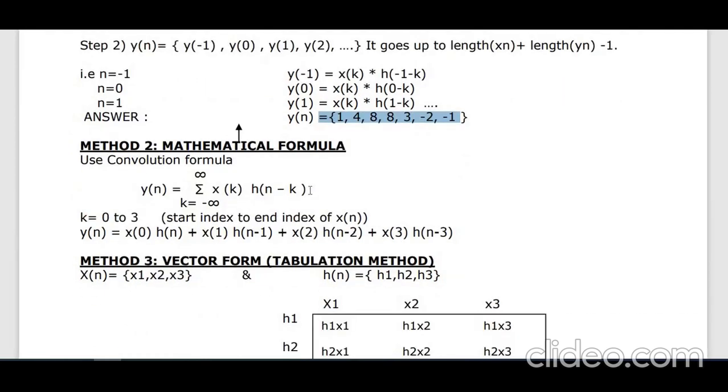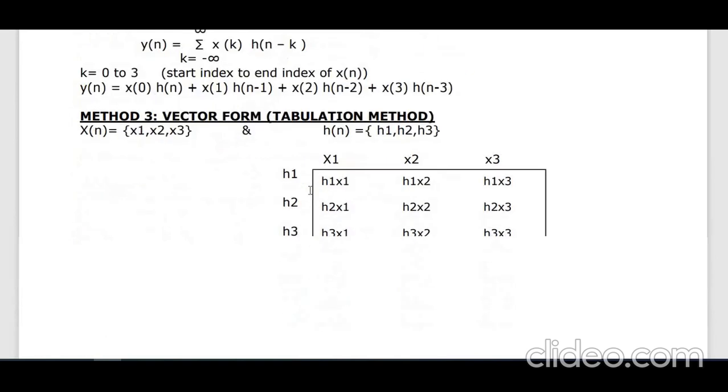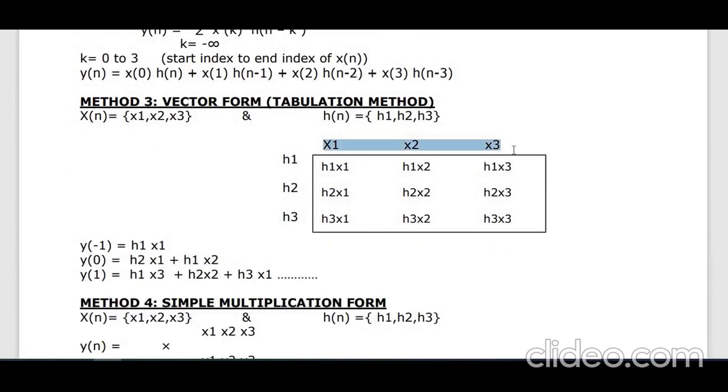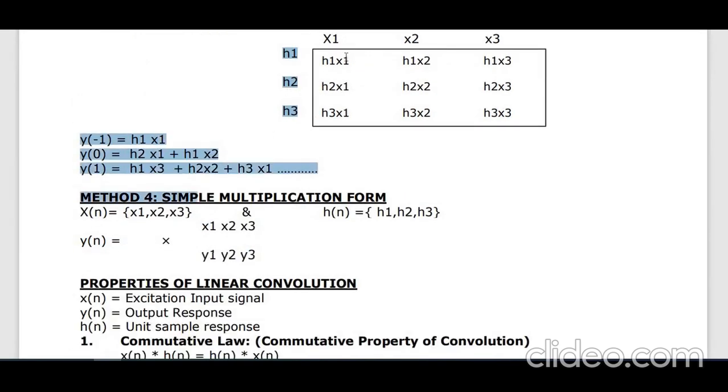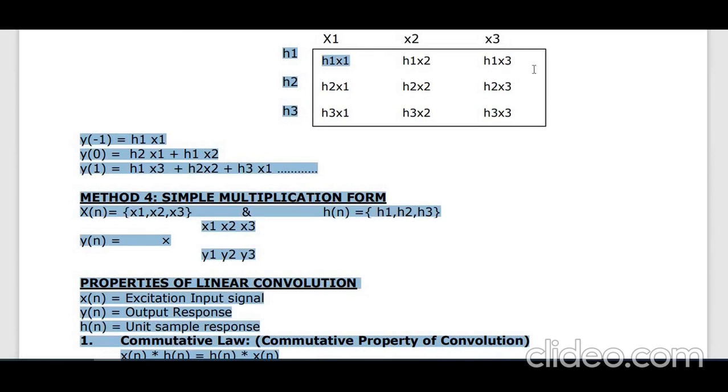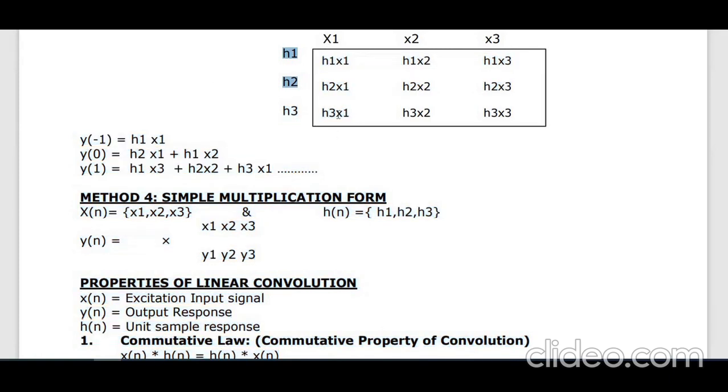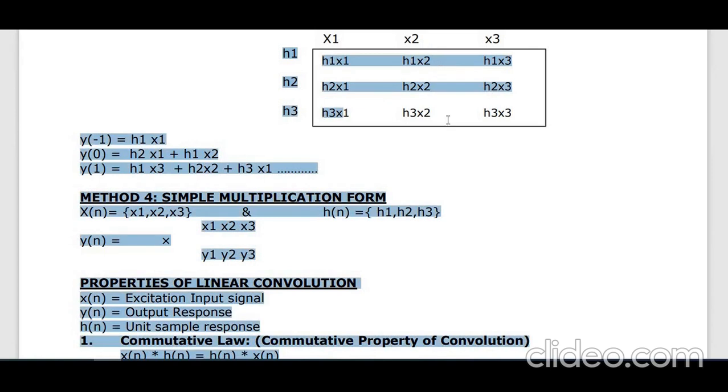Similarly, how do we do it by the mathematical formula? For this, I'll take the matrix form. This is my x values, this is my y values, right? X and y I need to multiply. For that, I first multiply h1 x1, h1 x2, h1 x3. These are my values, right? Similarly, for the second one, I'll write h2 x1, h2 x2, h2 x3. For the third one, h3 x1, third row first column, third row second column, third row third column. So this is the way we can represent the values.